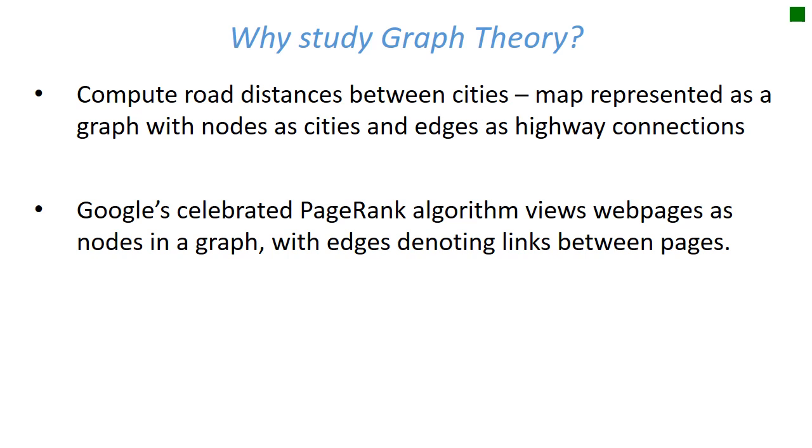As another example, Google's celebrated PageRank algorithm views web pages as nodes in a graph with edges denoting links between pages. And using this information, I can decide how to rank web pages in a search. And the problem studied there is a graph theoretic problem.